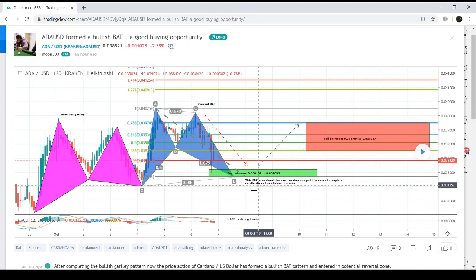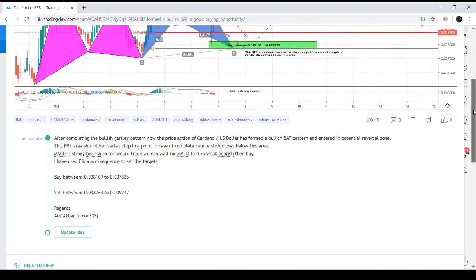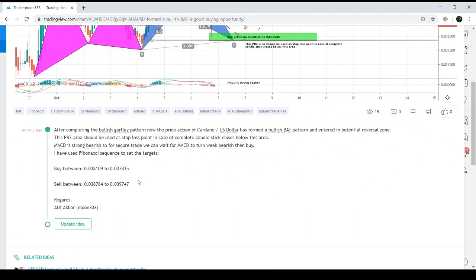But here, if you see, the MACD is strong bearish. So for a secure trade, we can wait for the MACD to turn weak bearish, and then we should buy. This potential reversal zone should be our stop loss point in case a complete candlestick closes below it. Then we should exit from this trade. And these are the targets for the ADA US dollar. This is the buying range, and these are the sell targets.